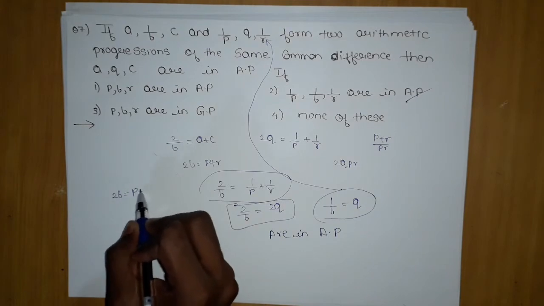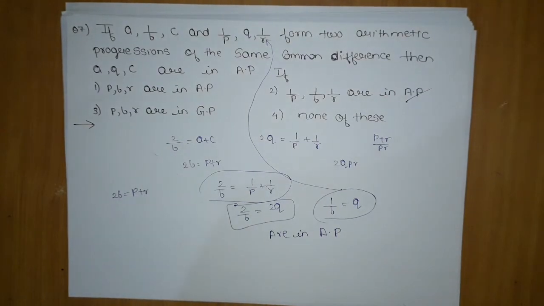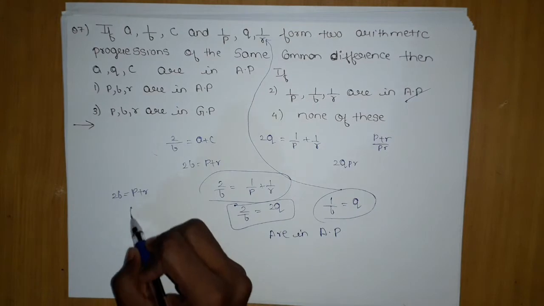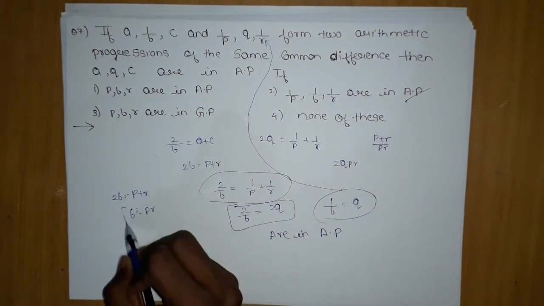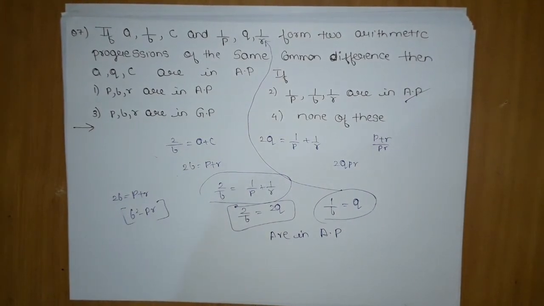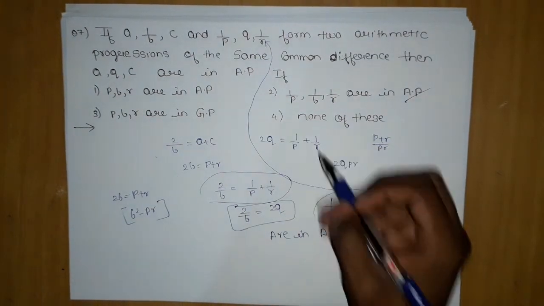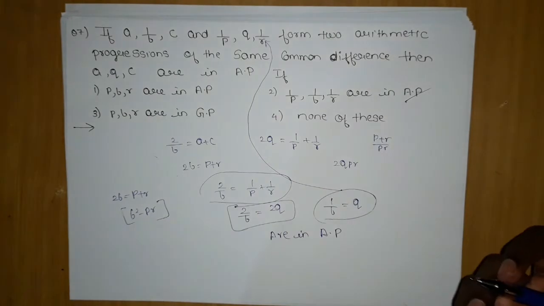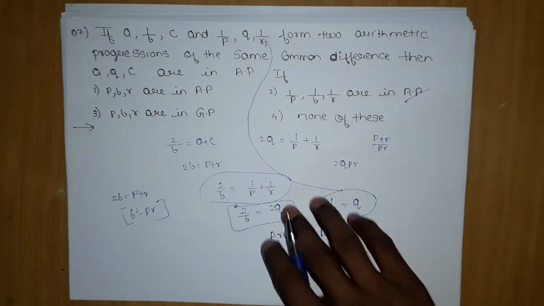2B is equal to P plus R. Again this is wrong. Okay, GP. So B square is equal to PR. So checking this is just a waste of time, because there is no condition like that given. So 2 is the answer, and it is a single correct question, so there is no point in checking the other options. Now let's move on to the next problem.